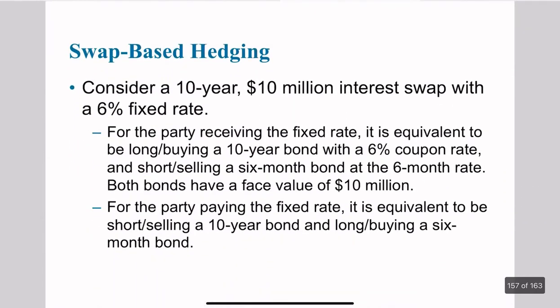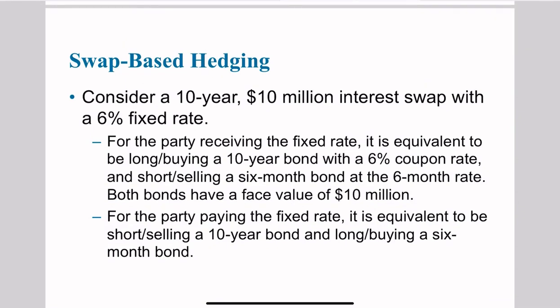Okay. Now let's go back to the duration-based hedging. So recall that in the duration-based hedging, we talked about this example, the Northland Bank. And we said the Northland Bank wants to immunize its equity from the interest rate risk. That is, the bank wants to make sure the value of equity stays the same even if interest rate changes.